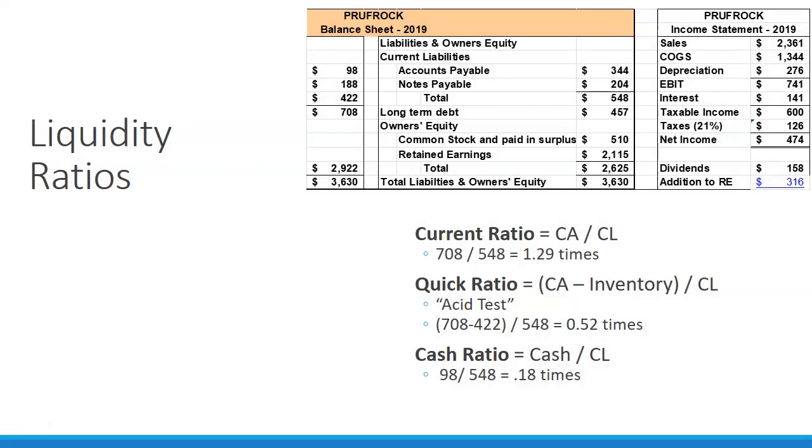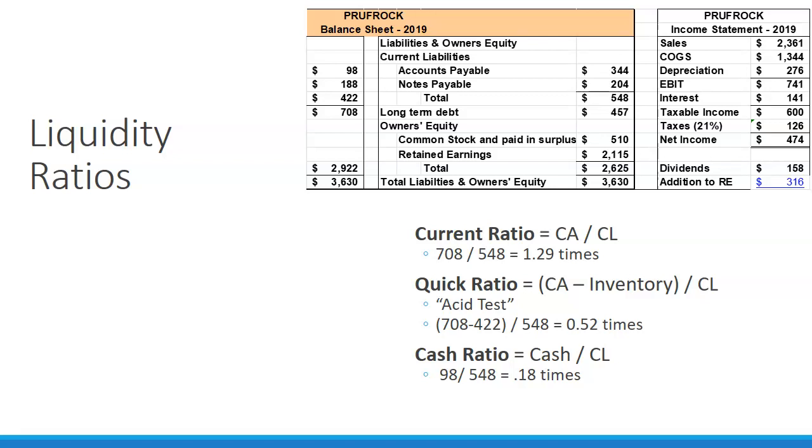First, we're going to look at the liquidity ratios. The three main liquidity ratios are current ratio, quick ratio, and cash ratio. The current ratio looks at our ability to pay current liabilities with our current assets. The current ratio is calculated by taking current assets divided by current liabilities. We hope to have a current ratio higher than 1. In a healthy company, that current ratio should be higher than 1.